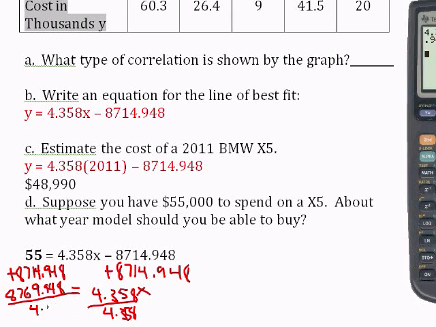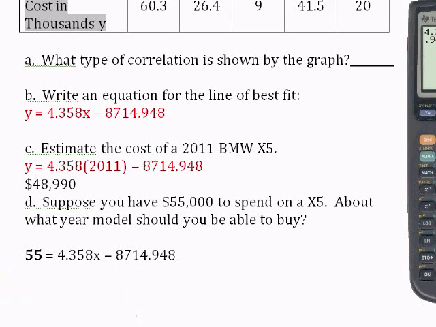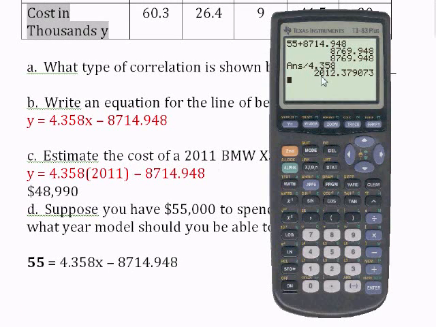Divide by 4.358, and hopefully we should get a reasonable answer when we take 8769.548 divided by 4.358 in our calculator. I went ahead and did that, and what I got was 2012.379. Now, since all of our answers are in whole number years, I'm going to round that to 2012.